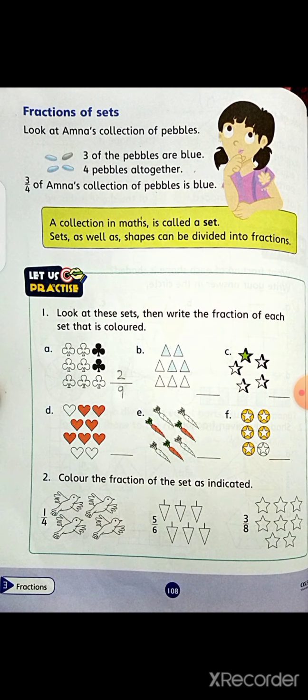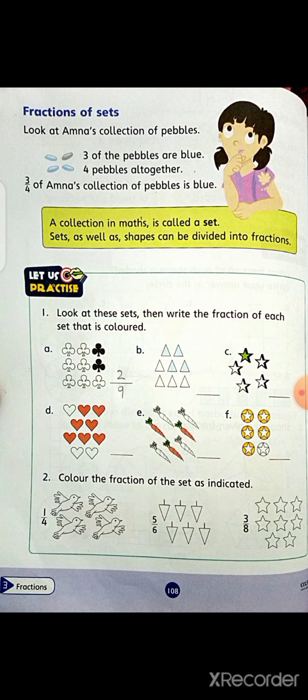In question number 2, color the fraction of the set as indicated. Collections are given and the fraction is also given. You will just color according to the fraction that is given. First one, birds are 4 and the fraction given is 1 over 4. It means you will color one bird out of 4.